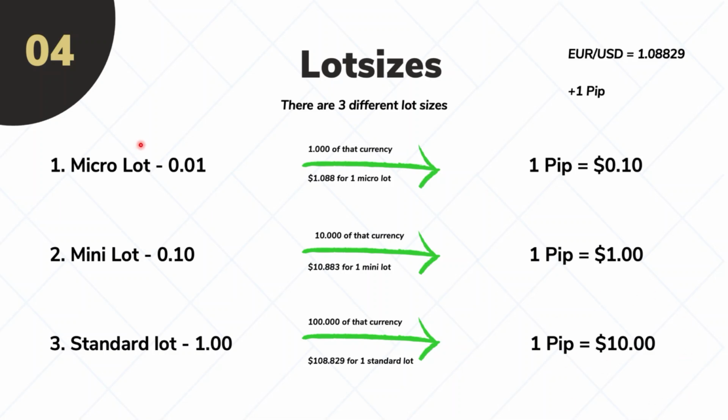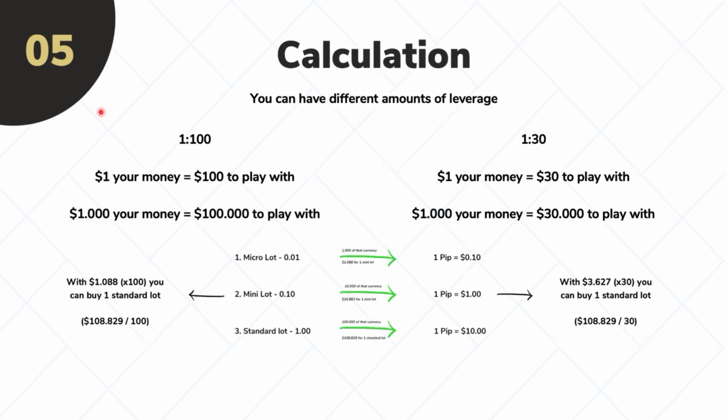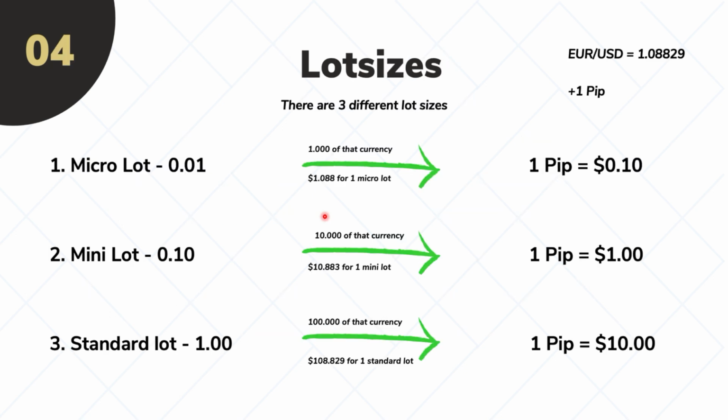Let's dive a little deeper into the calculation of this. Because when you're going to trade, you're going to have different amounts of leverage. And leverage, we touched upon this earlier in the bootcamp. That means, for example, if you have a 1 to 100 leverage, when you have $1 of your own, you get $100 to play with by your broker. If you have $1,000 of your own money, you can have times 100, 100,000 to play with. So when we looked at buying 1 standard lot, we need over 100,000 to buy 1 standard lot.